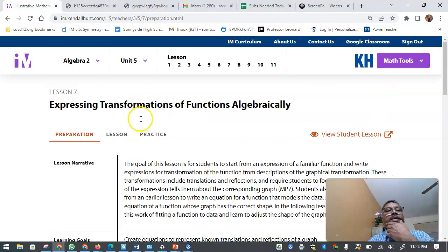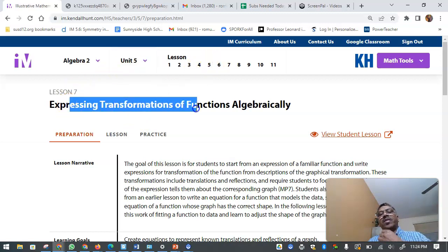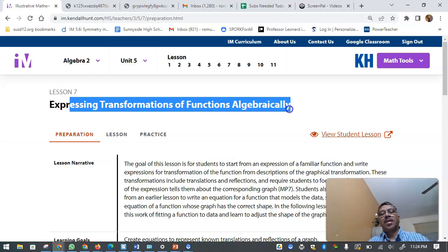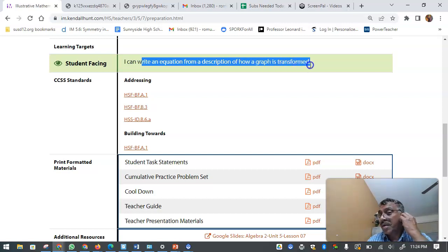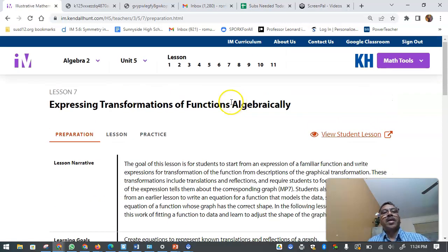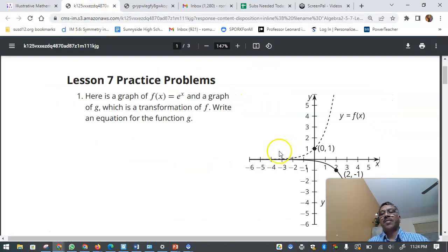Okay, and this is Unit 5, Lesson 7, expressing transformation of functions algebraically. The learning target for this is: I can write an equation from a description of how a graph is transformed. You'll be given how the graph is transformed and you're supposed to write the equation, or you may be given the equation and you're supposed to write the description. So let's go directly to solve practice problem number 7, the first one.